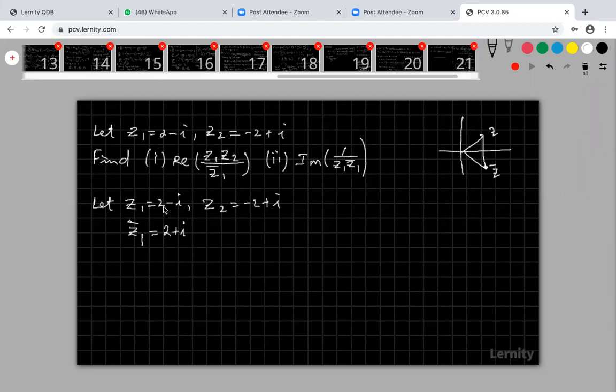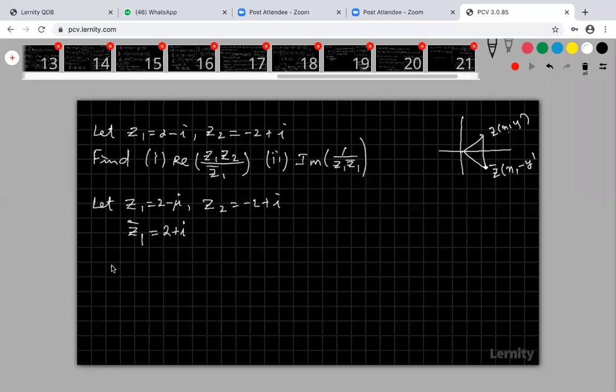How to find it? If this is some x comma y, what is my mirror image? That is x comma minus y. My x coordinate is the same, my real part is the same. Only the sign changes in the imaginary part. So here the imaginary part is minus 1, take it as plus 1. So that is my conjugate. Now come to that.